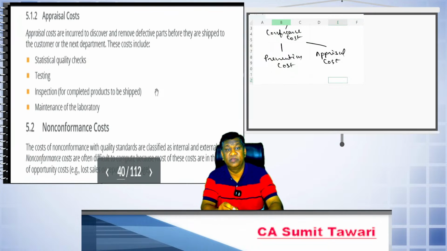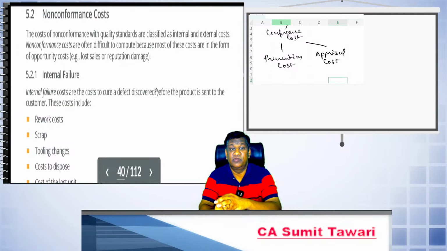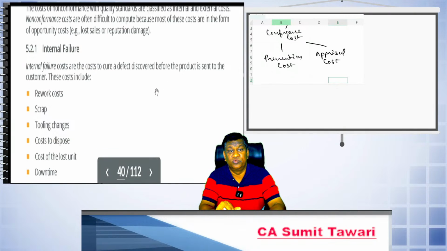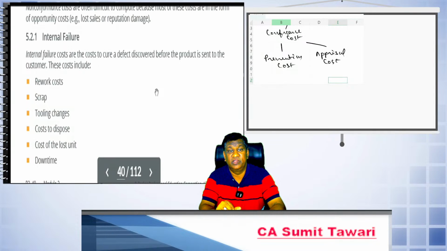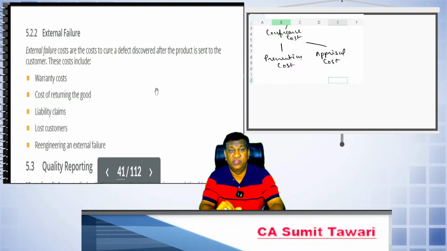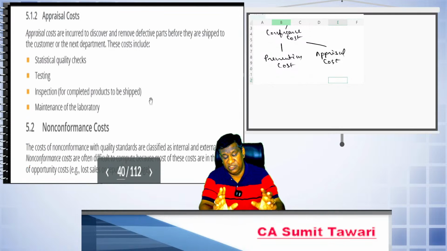Non-conformance cost means internal and external failure. Internal failure costs are the costs to cure defects discovered before the product is sent to the customer. This includes rework cost, scrap, tooling changes, cost to dispose, cost of lost units, and downtime. External failure is warranty cost, cost of returned goods, liability claims, lost customers, and re-engineering. So you will get a question on this in the examination.